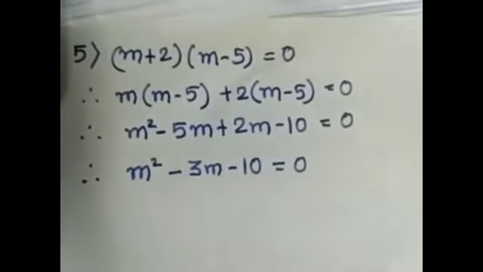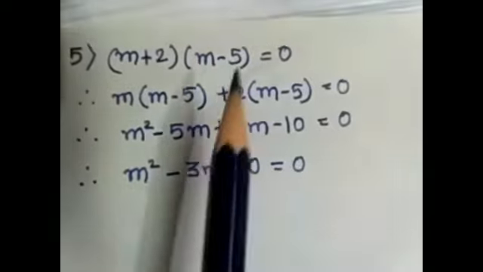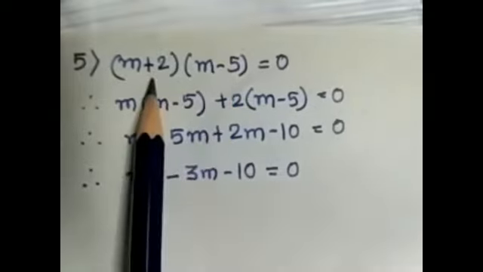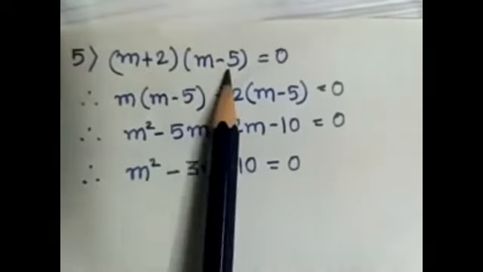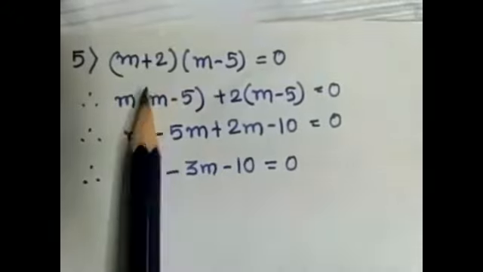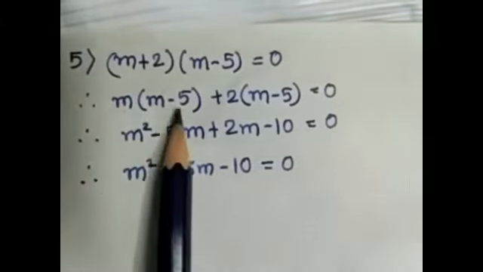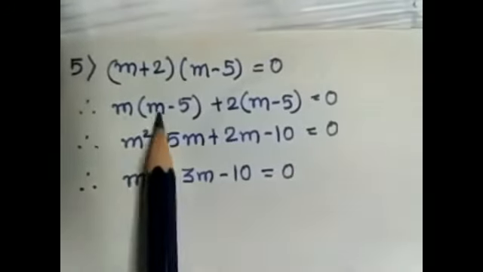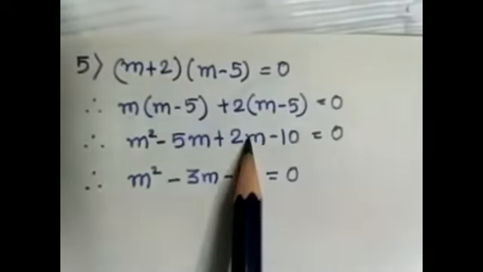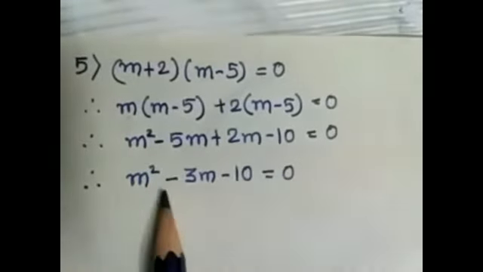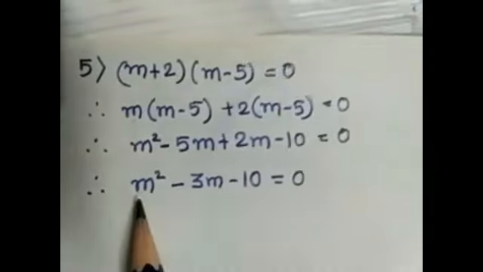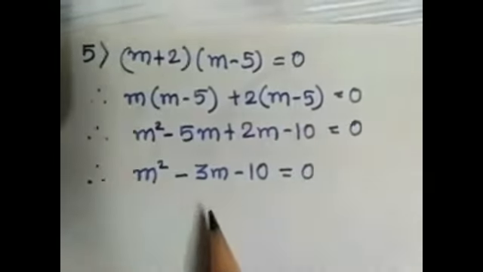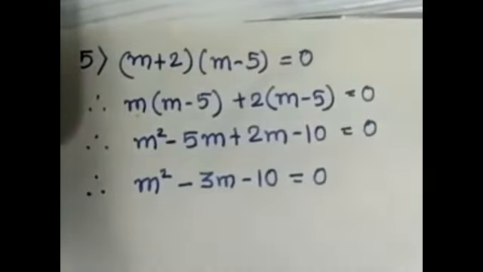Now the next one is (m plus 2)(m minus 5). Here we have just kept one bracket constant, that is m minus 5, and the other one we have opened. The bracket m minus 5 is multiplied by m first and then by plus 2. So by m first means m into (m minus 5) plus 2 into (m minus 5) is equal to 0. When you multiply m into m, you get m square, minus 5m, and 2 into m is 2m, minus 10. By solving this, you get m square minus 3m minus 10, which exactly fits the general form of the quadratic equation. So this is also a quadratic equation.